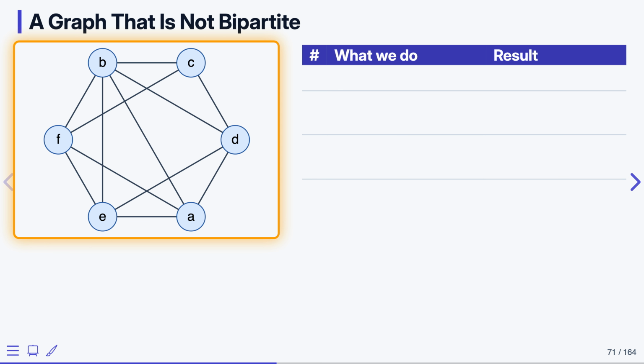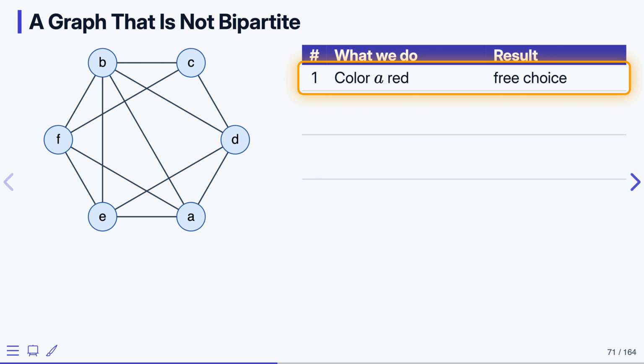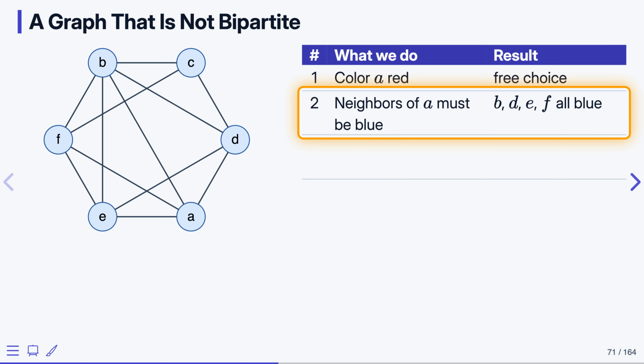Now let's try the same on a graph where it fails. Step 1, start anywhere. Color A red. That is a free choice because swapping all the colors changes nothing. Step 2, every neighbor of A must now be blue. The neighbors of A are B, D, E, and F, so all 4 are blue.